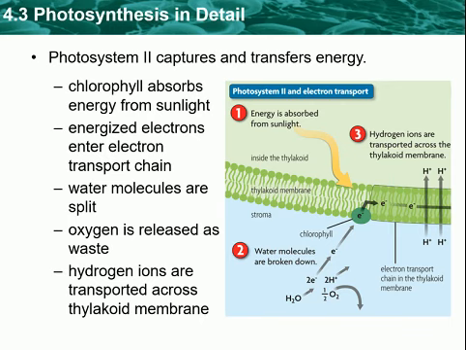Stage 3: Hydrogen ions transported. Electrons move from protein to protein in the electron transport chain. Their energy is used to pump H+ ions from outside to inside the thylakoid against a concentration gradient. The H+ ions build up inside the thylakoids. Electrons move on to Photosystem 1.